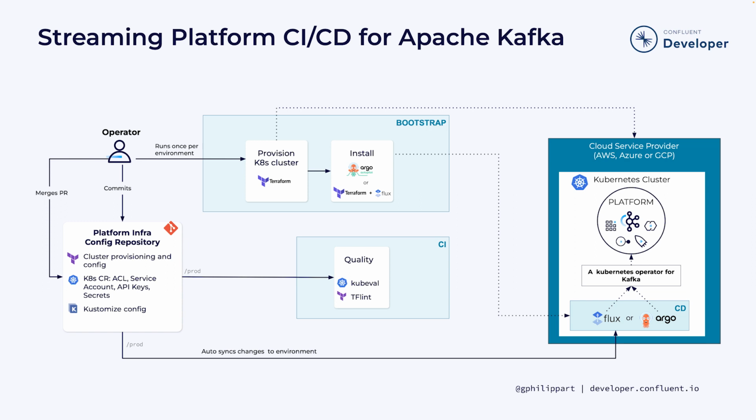When you open a pull request in the repository and push a commit, the CI pipeline will trigger on the branch and perform quality checks. Whenever you merge a pull request in the repository, the GitOps agent will detect that and update the target environment.